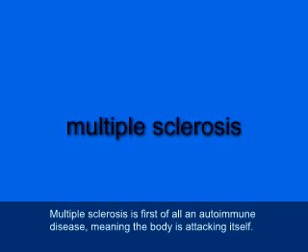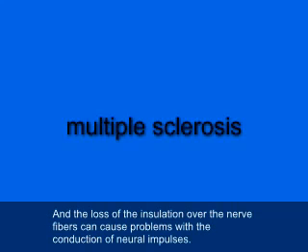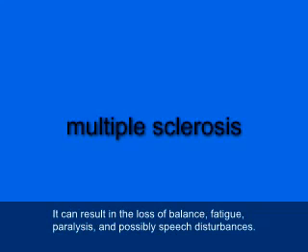Multiple sclerosis is, first of all, an autoimmune disease, meaning the body is attacking itself. And this causes a demyelination of nerve fibers, meaning the myelin is being destroyed or attacked. And the loss of the insulation over the nerve fibers can cause problems with the conduction of neural impulses. And it can result in a loss of balance, fatigue, paralysis, and possibly speech disturbances.